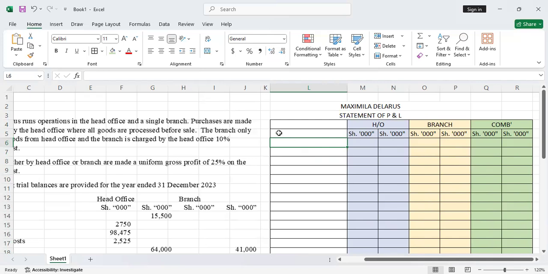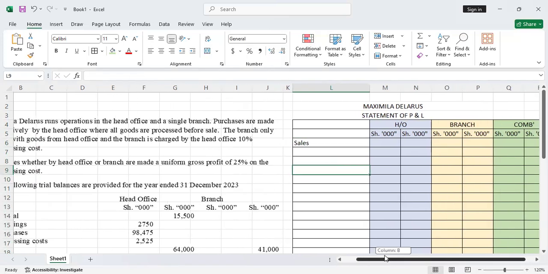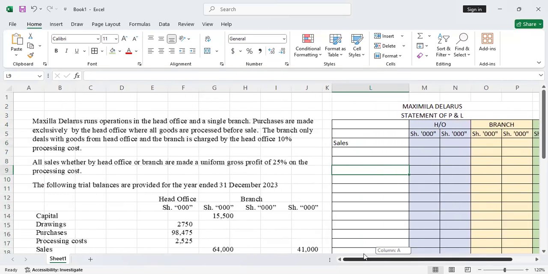And now we start this way. We start with sales. Sales of the head office is 64,000. For the branch, you can see sales right here.